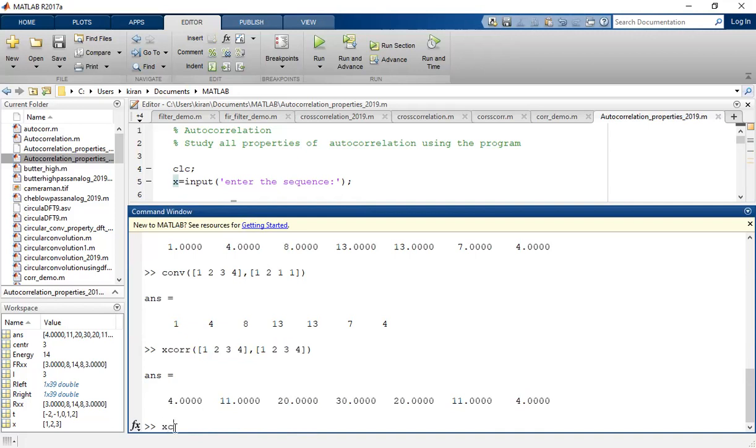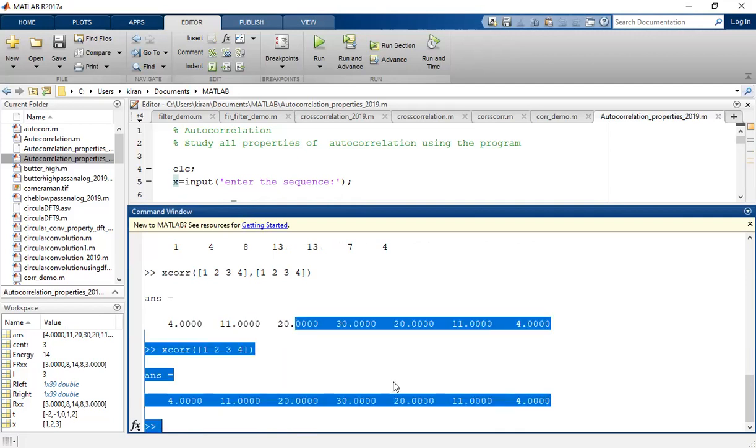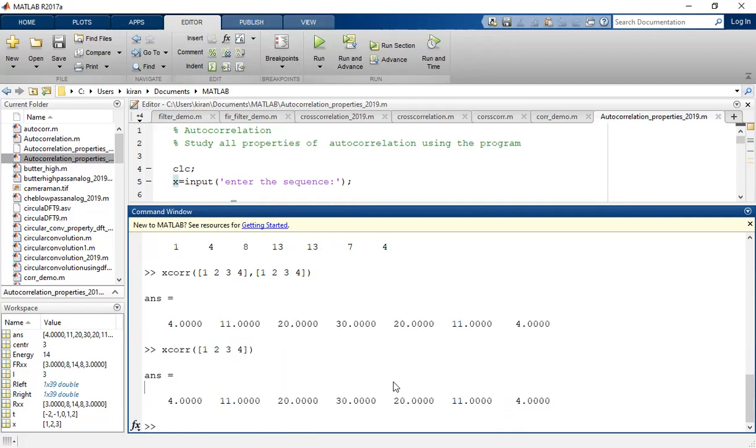What if I give only one operand here? I give xcorr and simply give 1, 2, 3, 4. I did not give the second operand. What happens? You can see the computer automatically took the second sequence as the same sequence, and it simply calculated the cross correlation of the signal with itself. So that's called autocorrelation.